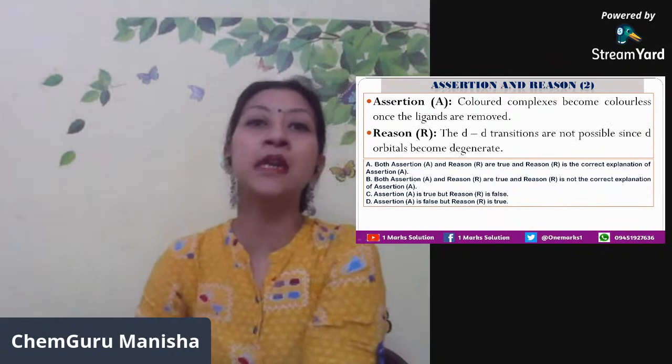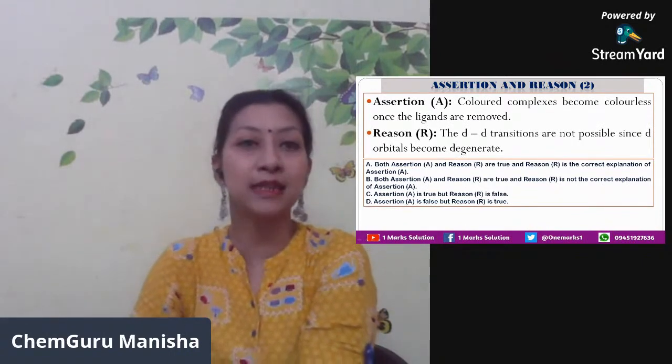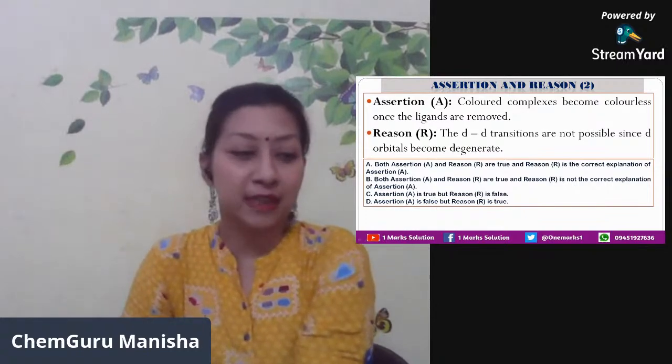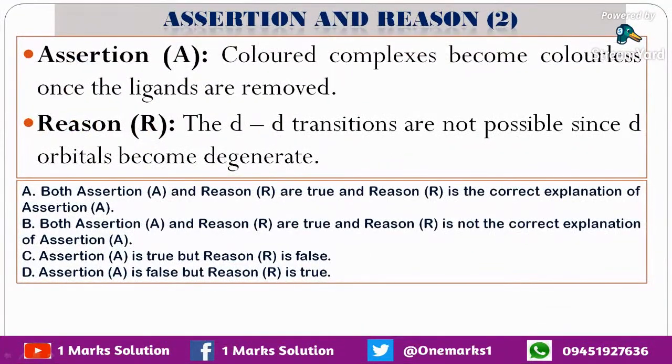Second assertion that we have is colored complexes become colorless once the ligands are removed. Now, what is the purpose of ligands? Ligands are the substances which combine with metals and ultimately give color to the complexes. The reason is that the metal has unpaired electrons, and these unpaired electrons jump to the higher energy level, come back, and automatically give the color. The d-d transitions are not possible since d orbitals become degenerate.